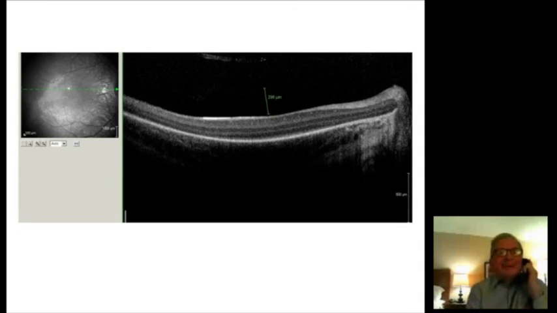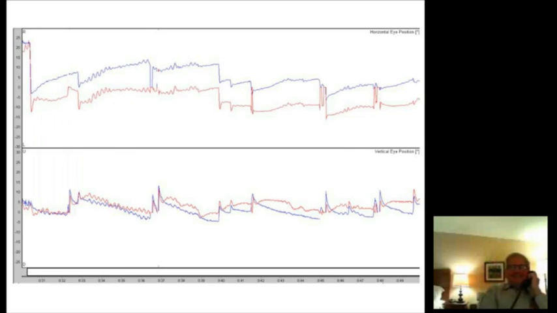I don't remember what I'm showing here. Next, sorry, guys. Advance.